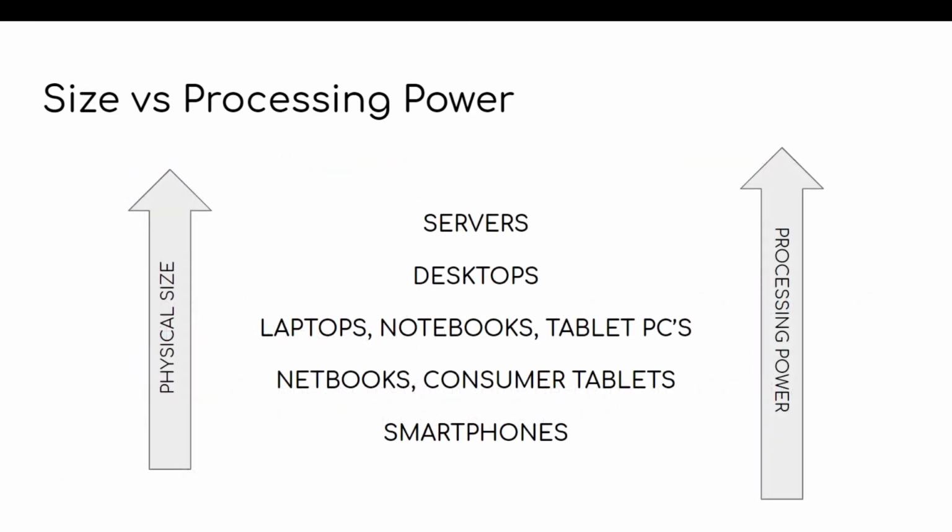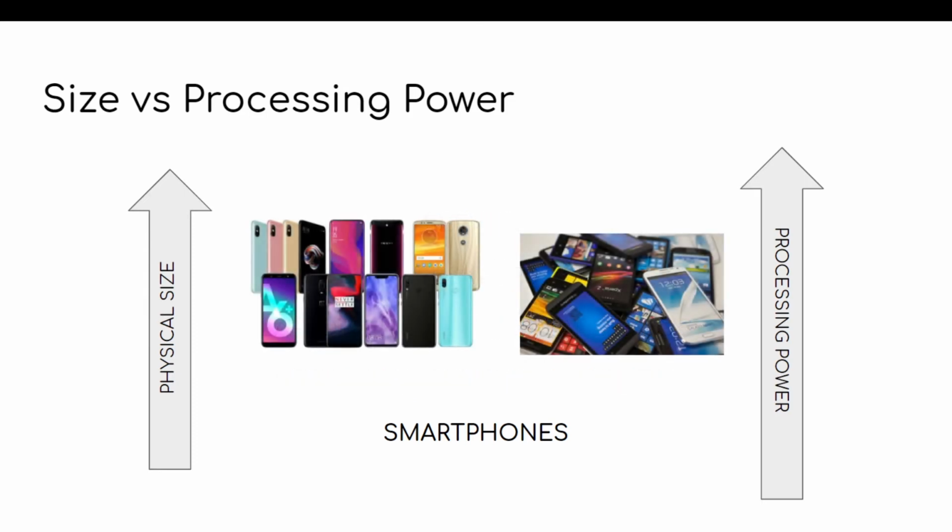As you can see here, going from the bottom up, from the smallest to the largest, we go smartphones, netbooks, consumer tablets, laptops, notebooks, tablet PCs, then desktops, then servers. And let's just talk briefly about each of these. So we'll start with the smallest.